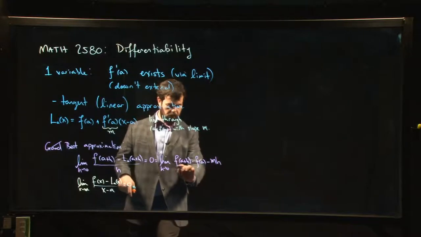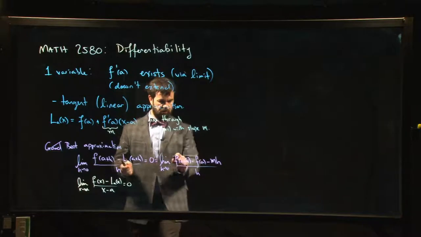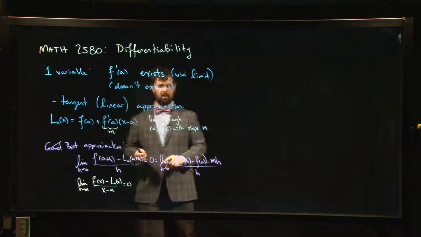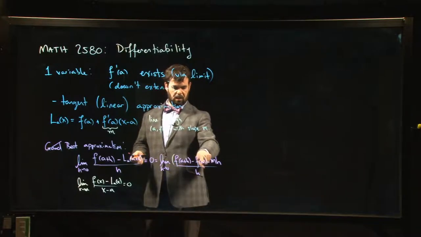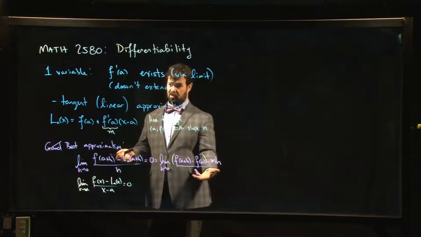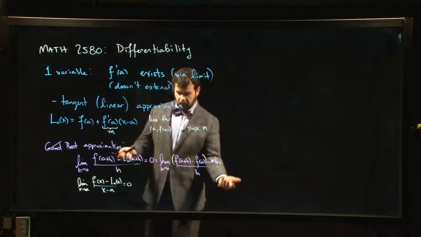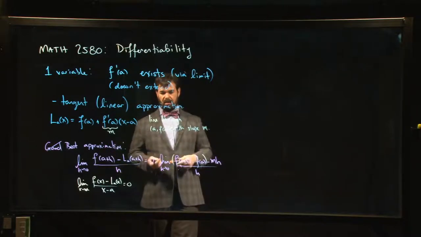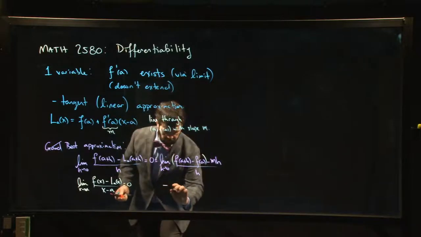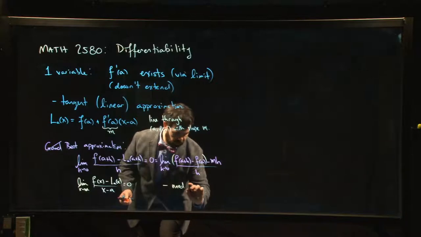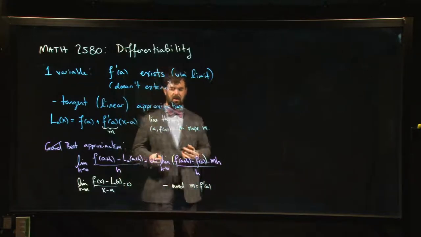All over h. And then, if I choose to group things like that, you can see that f of a plus h minus f of a over h is your usual derivative, right? And then m times h over h is just m. So I could split it up like that. And if I want this limit to be zero, I'm forced to have m equal to what we usually define as f prime of a.